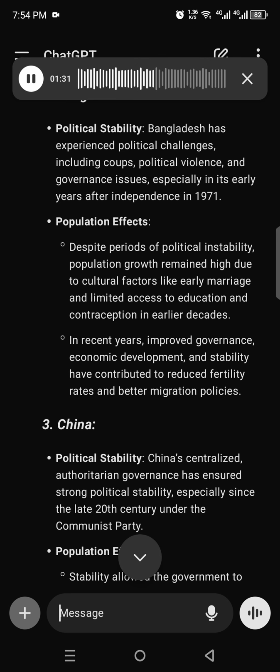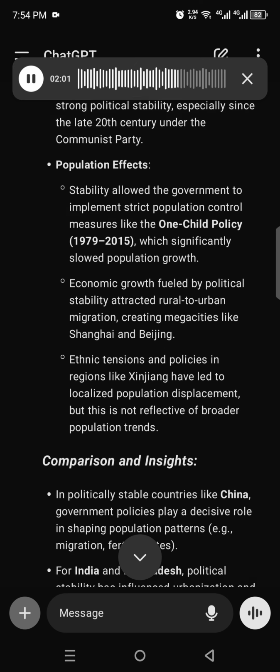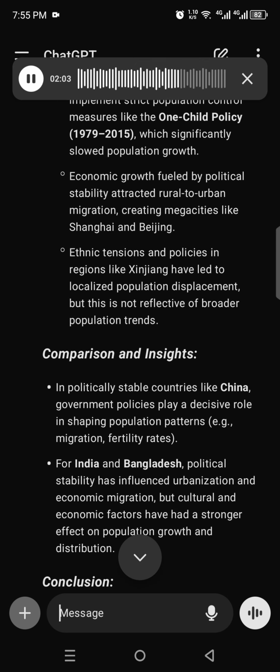3. China. Political stability. China's centralized, authoritarian governance has ensured strong political stability, especially since the late 20th century under the Communist Party. Population effects. Stability allowed the government to implement strict population control measures like the one-child policy, 1979 to 2015, which significantly slowed population growth. Economic growth fueled by political stability attracted rural to urban migration, creating megacities like Shanghai and Beijing.